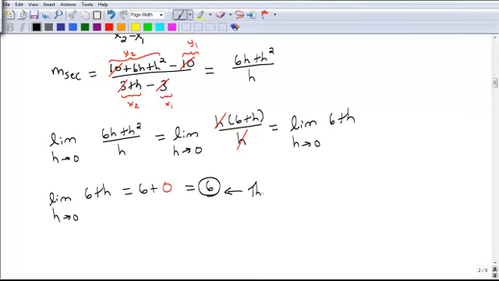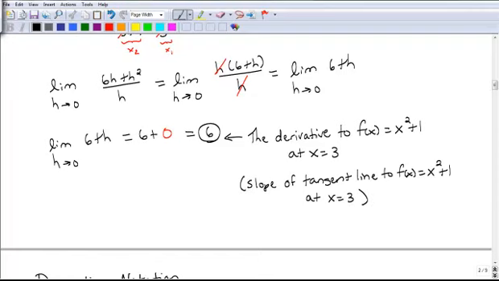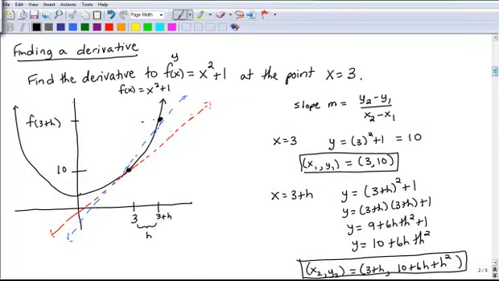So this is the derivative of f of x equals x squared plus 1 at x equals 3. And that's what we were asked to find. But what that also means is this is the slope of the tangent line to f of x equals x squared plus 1 at x equals 3. Because remember, the derivative is the same thing as the slope of the tangent line. So all we really did was figure out the slope of that red line, which we found out to be 6.